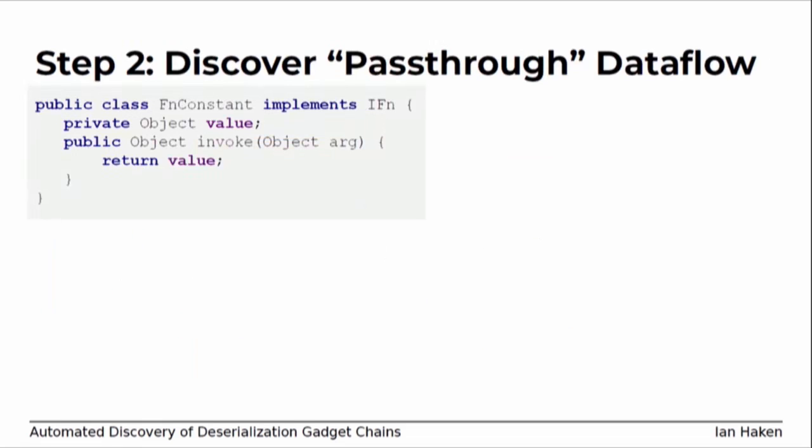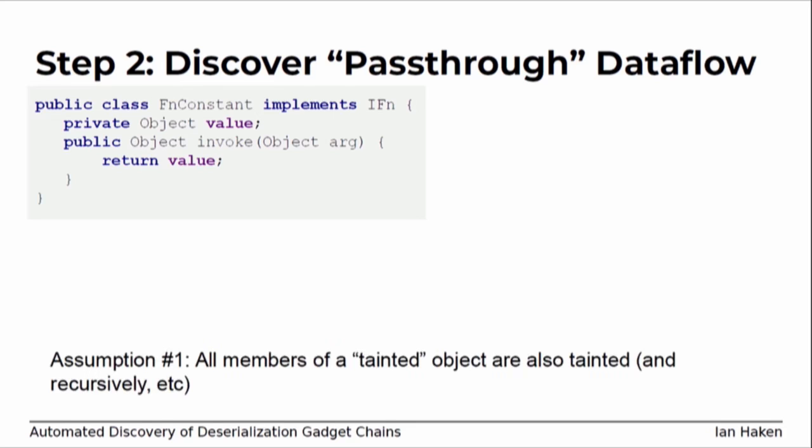So where things start getting interesting is when I want to understand the data flow inside an application. So the first thing that I wanted to discover is what I call pass-through data flow. Basically what I mean is if an attacker can control the input to a function, does that attacker controlled data get returned back out of a function? So in this case, like with the constant function, if an attacker controls the implicit this to this argument, then they're going to be able to control this dot value and therefore the return value.